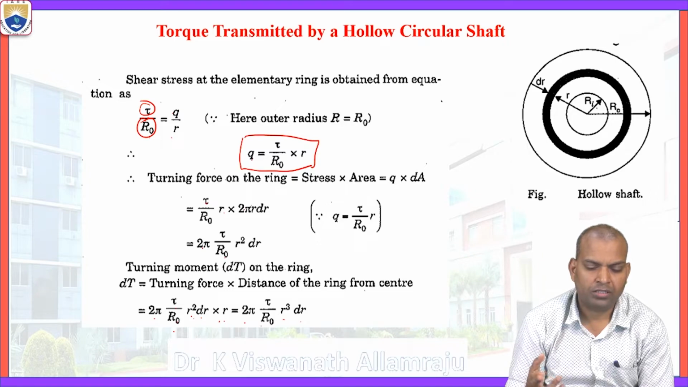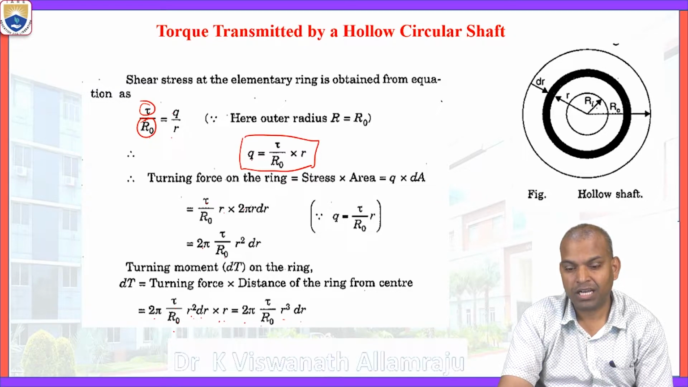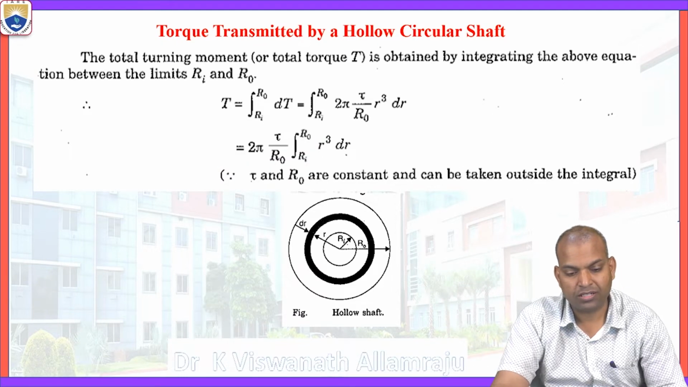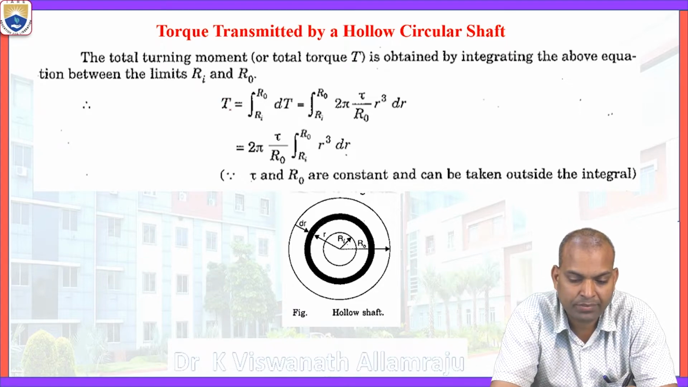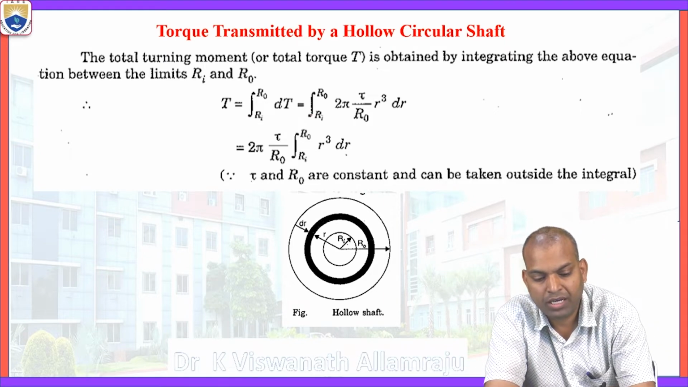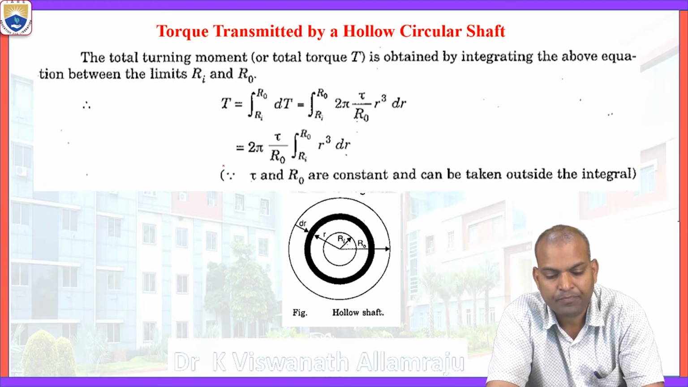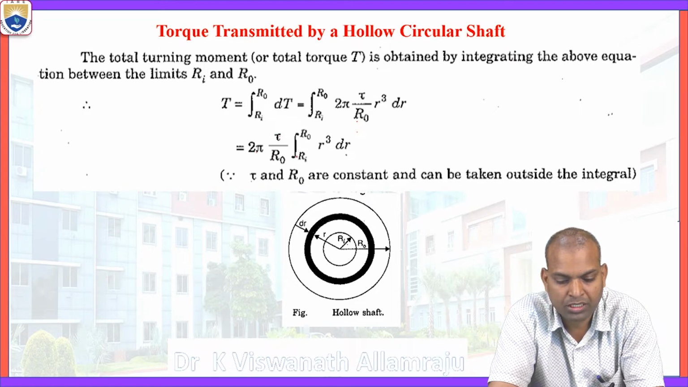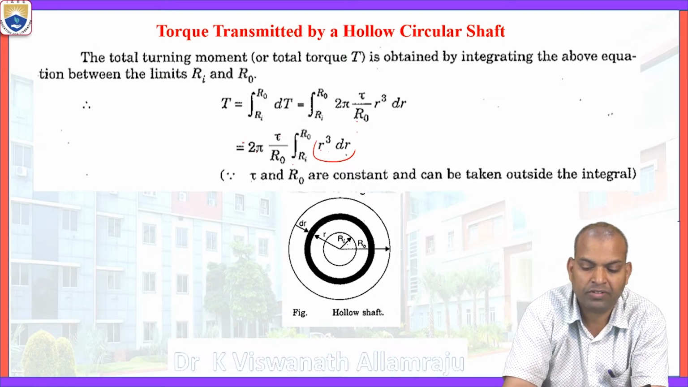So if you want the total, that means 0 to R0. But here this is a hollow circular shaft, so what is the inner radius? Ri to R0. That's why torque equals the integral of the elemental torque dT from Ri to R0. Now here Ri to R0, that is 2 pi times tau by R0 r cube dr. Now 2 pi times tau by R0, and the integral of r cube is r power 4 by 4. Substitute R0 and Ri in that equation.